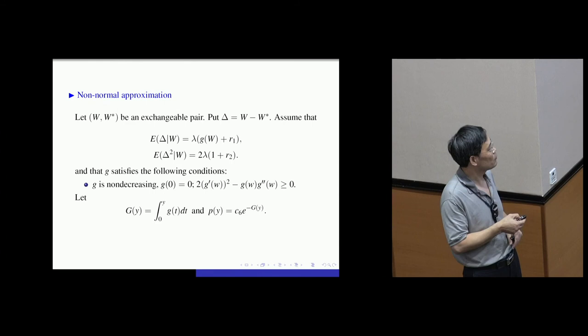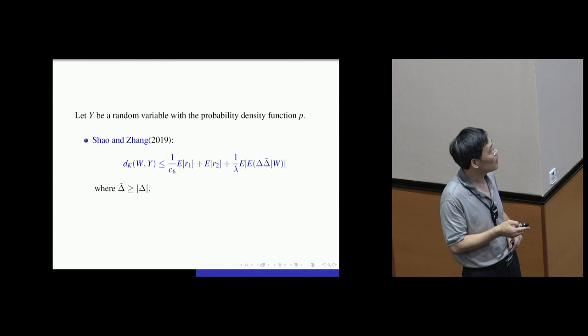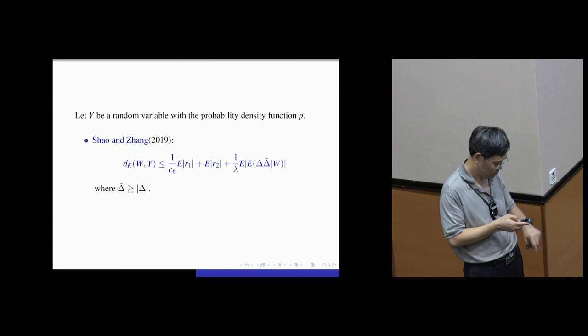So now capital G of y is the integral of small g of t, and p of y is the density function, with a normalizing constant, e to the minus G of y. Then we have similar results as in the normal case. So the form is exactly the same: the expected R1 plus the R2, and so on. Okay, thank you very much.